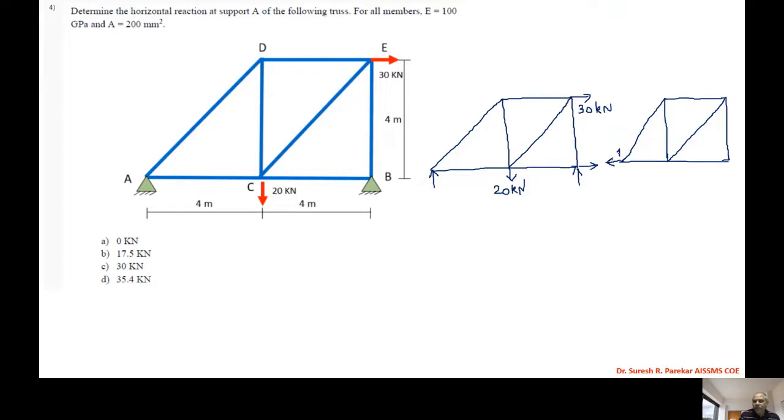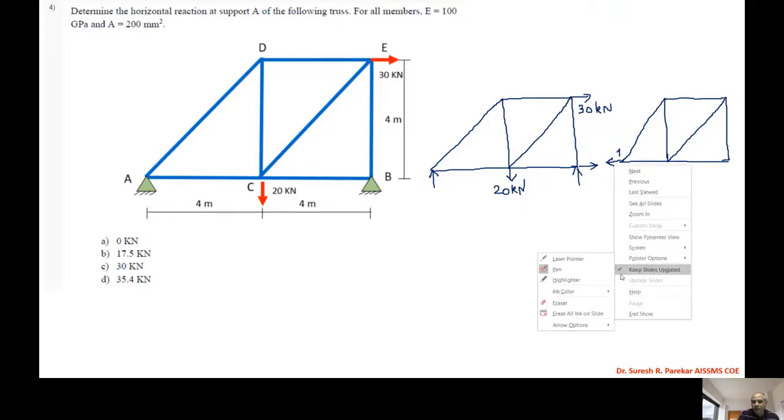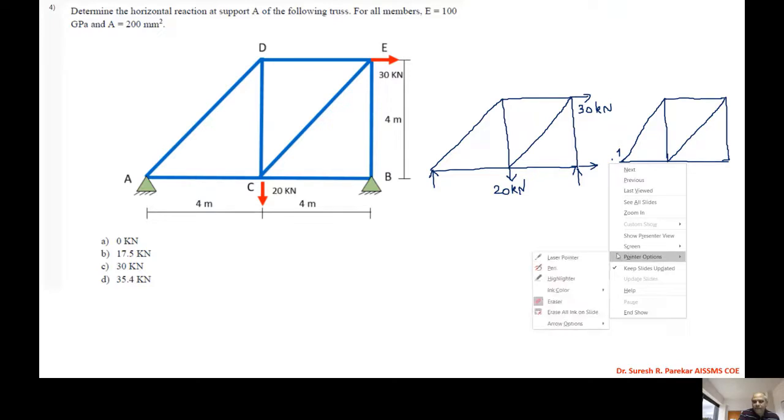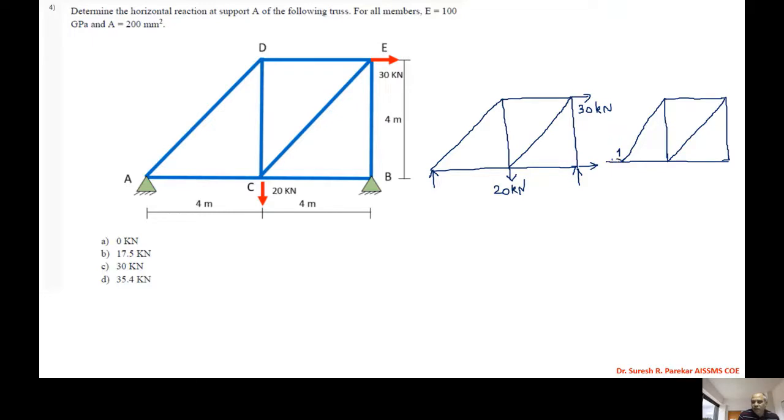Sorry, horizontal reaction. So we will consider here that value that is plus. Always consider plus sign when you are going to consider unit value. So we have this as 1. So automatically we will get this also 1. And as we have horizontal 1, no external forces, so this reaction becomes 0, this becomes 0.